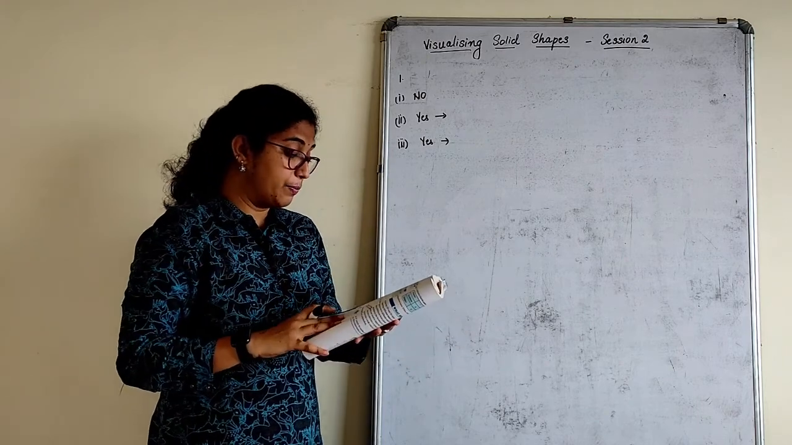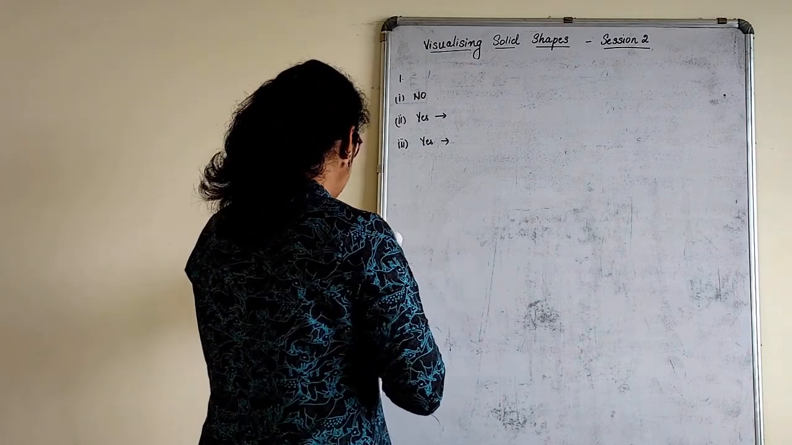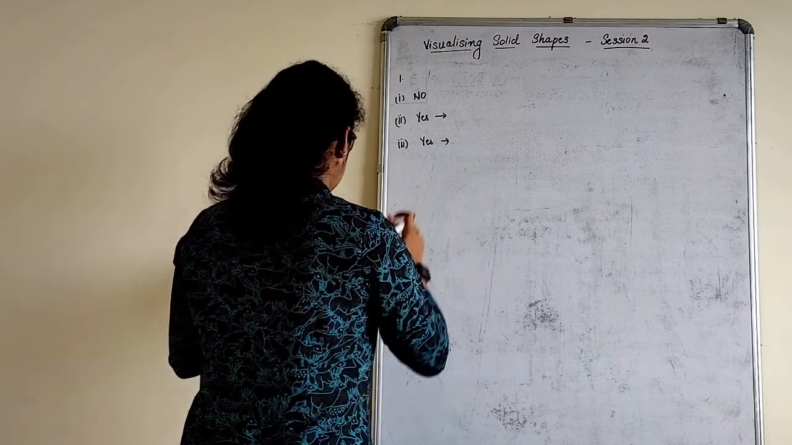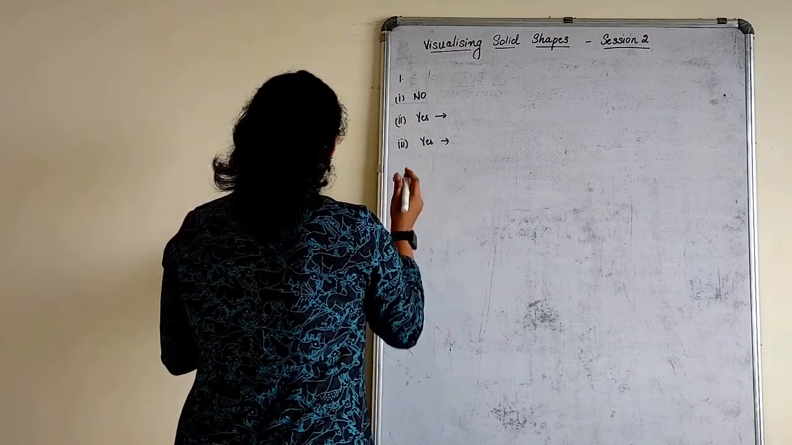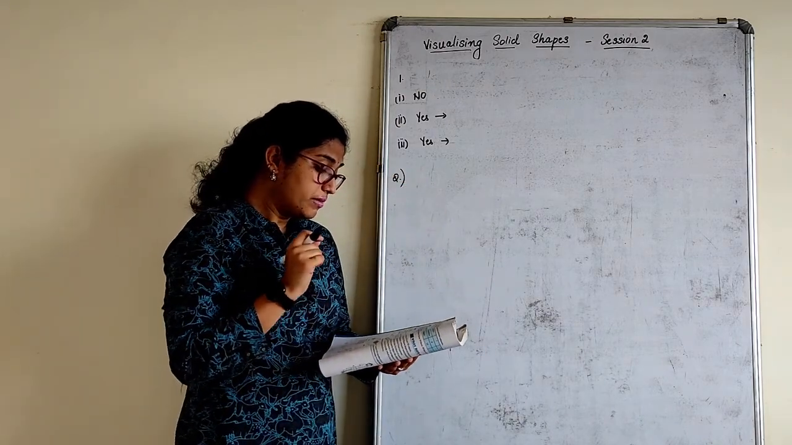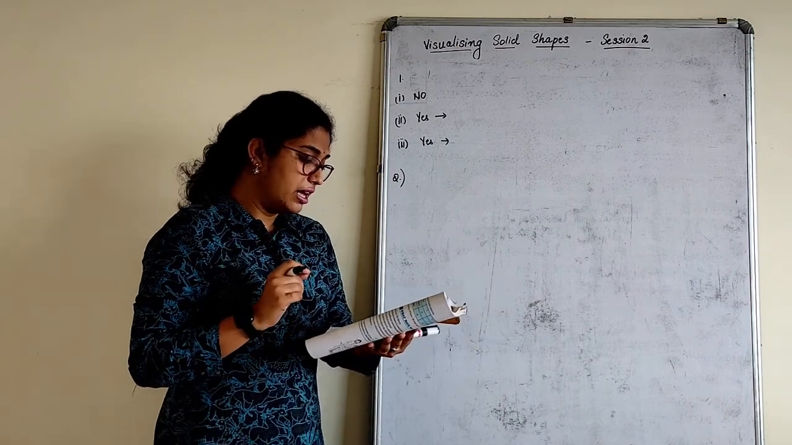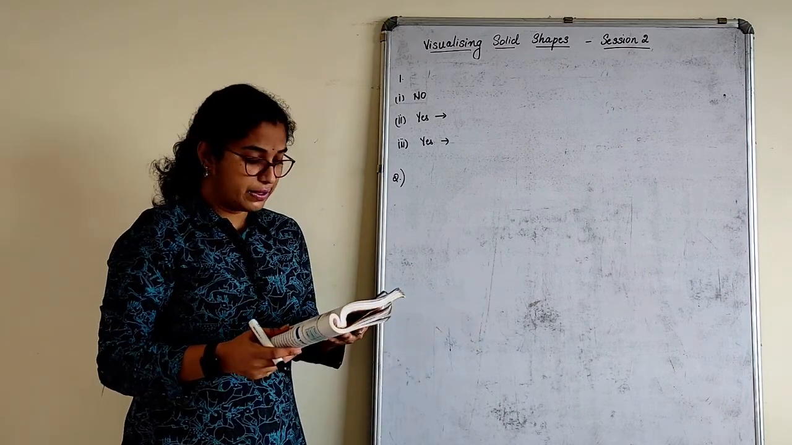Yes, it can have. Next one, is it possible to have a polyhedron with any given number of faces? Here what they are asking is: is it possible to have a polyhedron with any given number of faces? Think of a pyramid, a hint they have given.